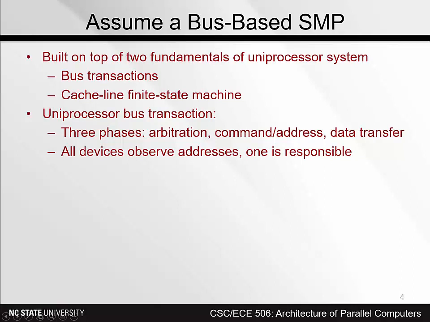A bus transaction takes place in three steps. First, the device that desires to transfer information arbitrates to acquire the bus. Then it specifies what action it wants to perform at a particular address, for example, read or write, and then it transfers the data. When a transaction goes out on the bus, it is visible to all devices.